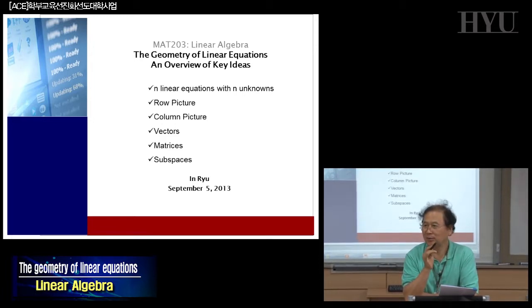Yang Seung-ho, in high school, you learned about vectors and matrices as well, right? So actually, it's nothing new. Let's move on.